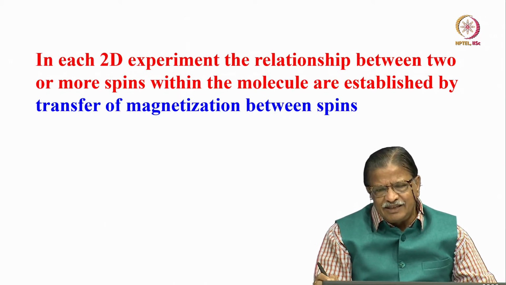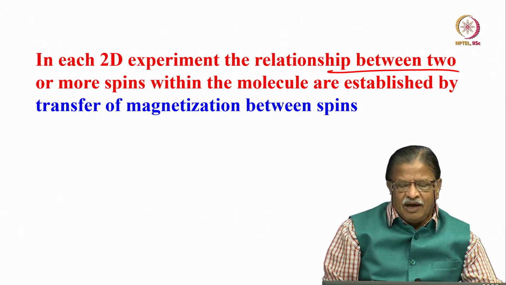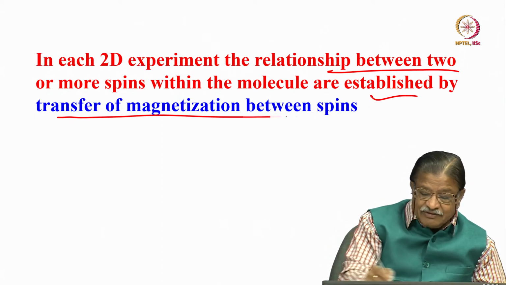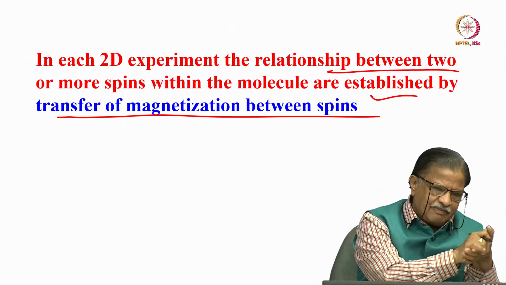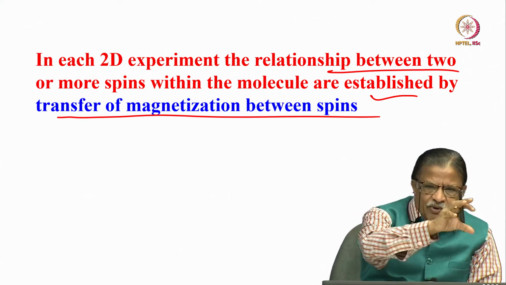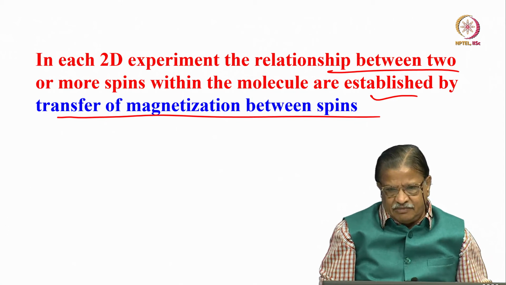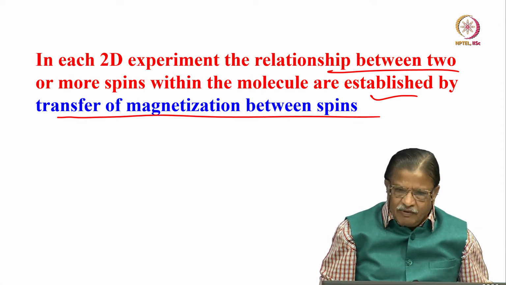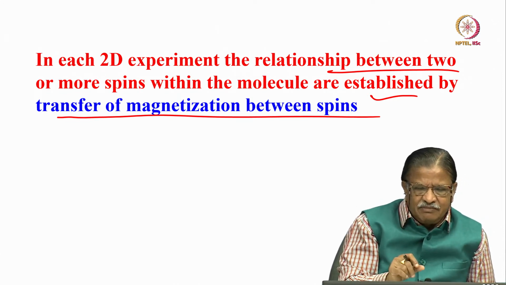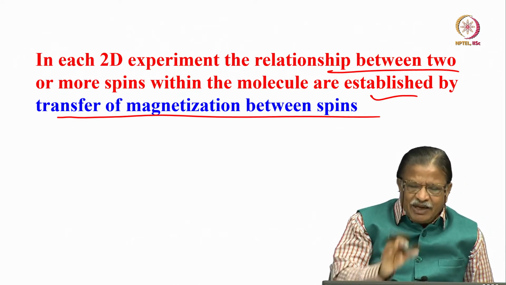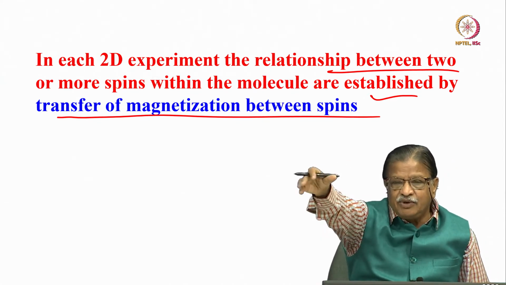Another important thing is, in each 2D experiment, the relationship between two or more spins within the molecule is established by transfer of magnetization between the spins. Let us say in a given molecule, I have one proton here, and another proton next to it. I know there is a J coupling between them, an interaction through the covalent bond. If I want to find out whether this is coupled to this, I can do a correlation experiment where there is a transfer of magnetization from one spin to another spin, that gives me a peak in the 2D spectrum.